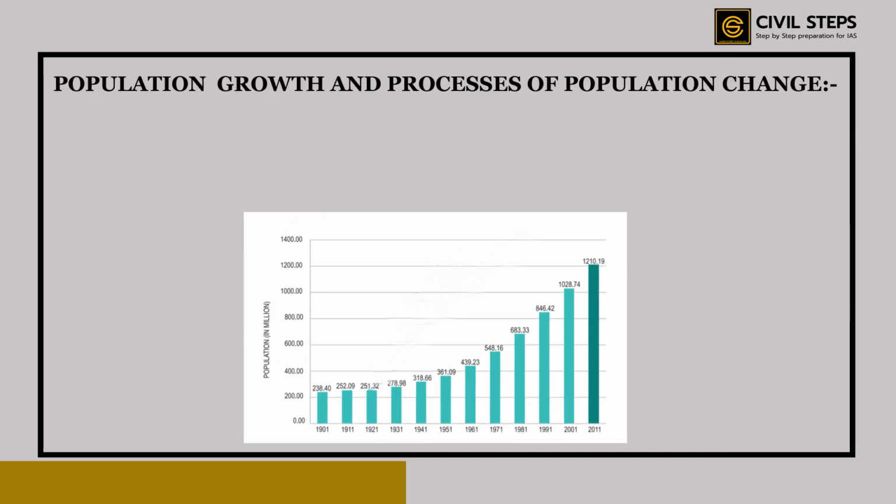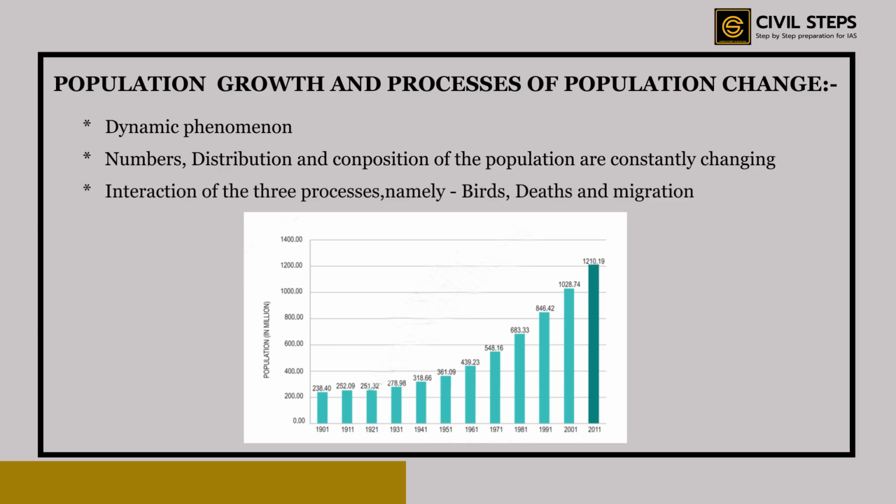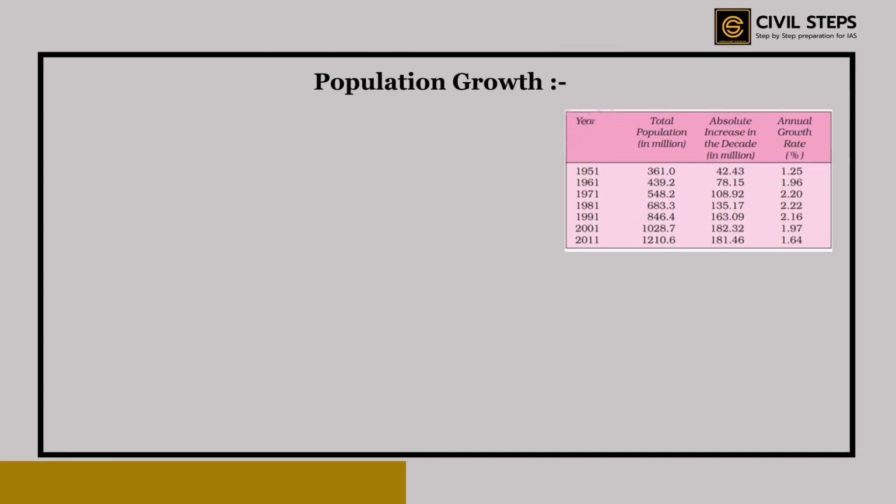Now let us talk about the population growth and the processes of population change. Population, as we all know, is a dynamic phenomenon. The numbers, distribution, and composition of the population are constantly changing. Now, this is the influence of the interaction of three processes, namely birth, death, and migration. So, first, let us discuss the population growth.